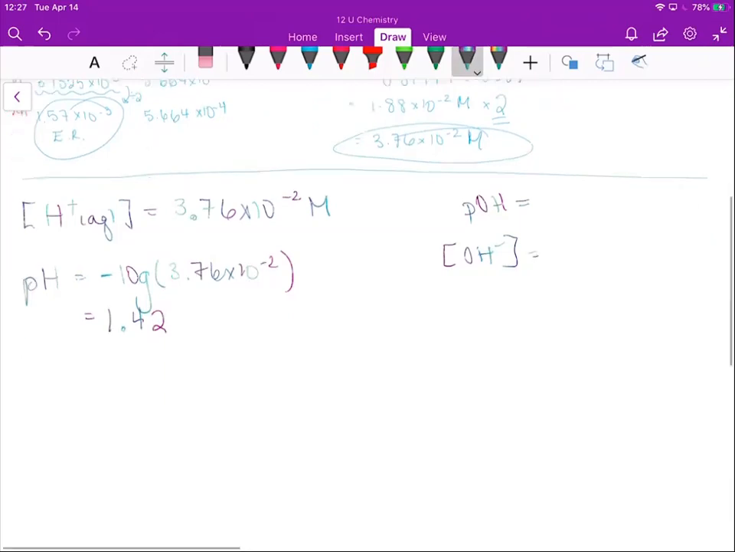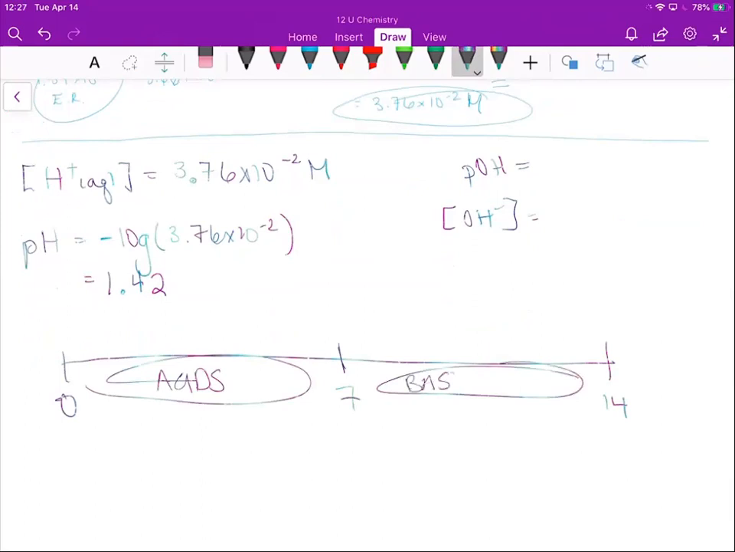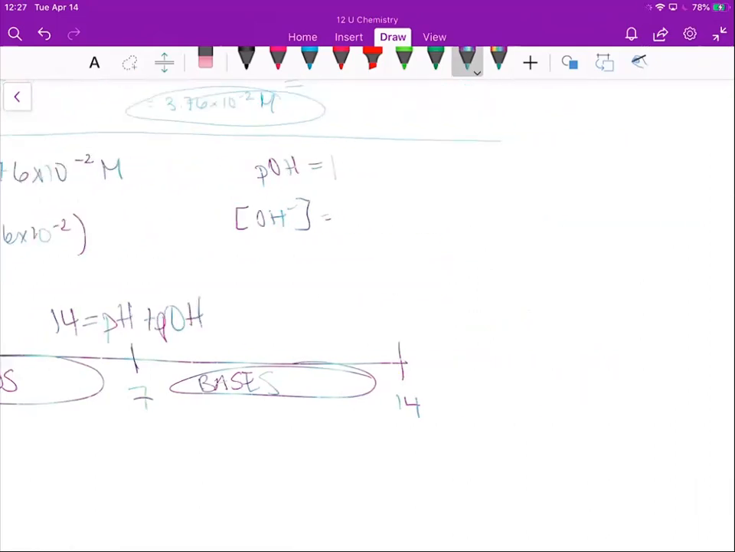Okay. The pOH. Now, you guys know that the scale of pH goes from 0 to 14 with 7 in the middle. This is the realm of acids. This is the realm of bases. Well, guess what? Our formula is 14 equals pH plus pOH. They're reflective, okay? They are complementary. So if I want to calculate the pOH, it's 14 minus pH, 14 minus 1.42. Oh, something's making a noise. And I get 12.58.